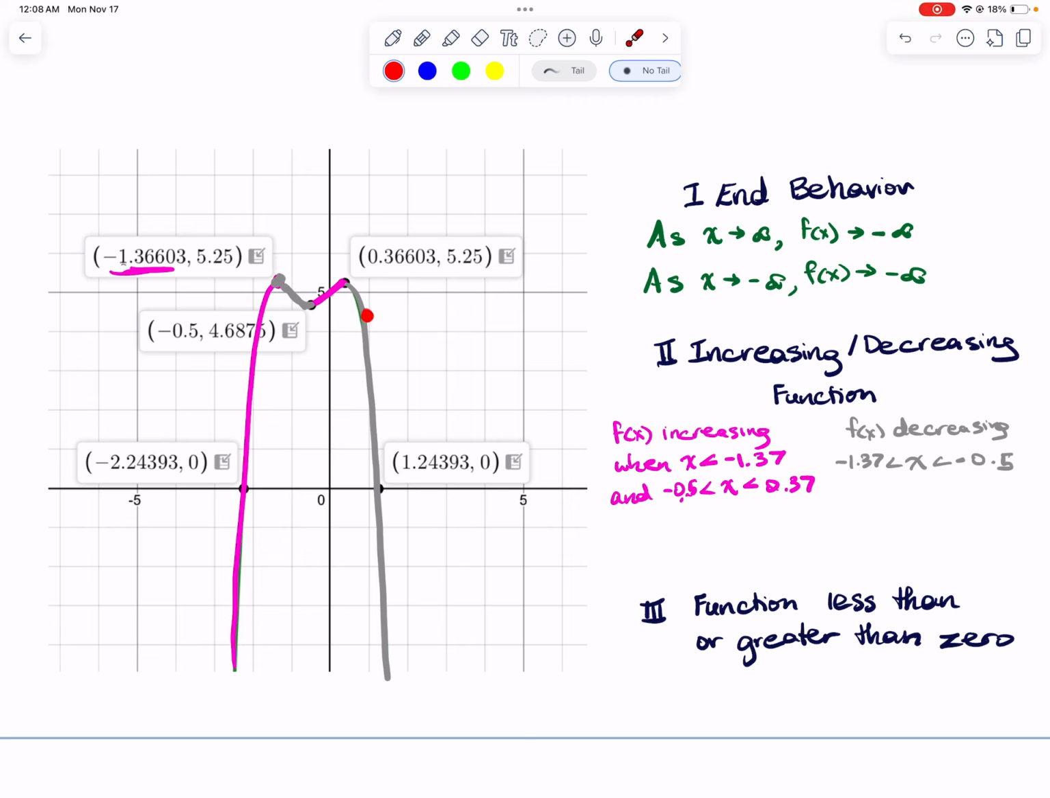It's also increasing, so the next place where I have that gray mark, it's also increasing after x is 0.37. So the way we write that is when x is greater than 0.37. All right, so now we've looked at end behavior and we've looked at increasing and decreasing function.